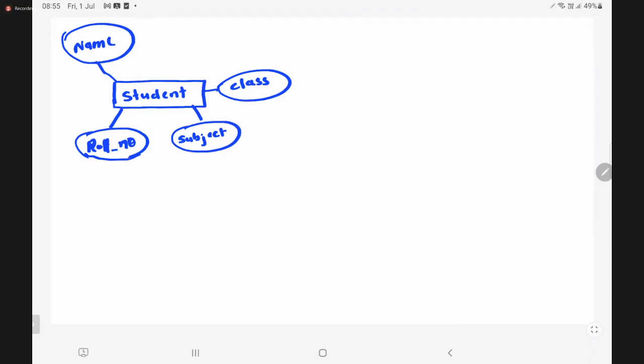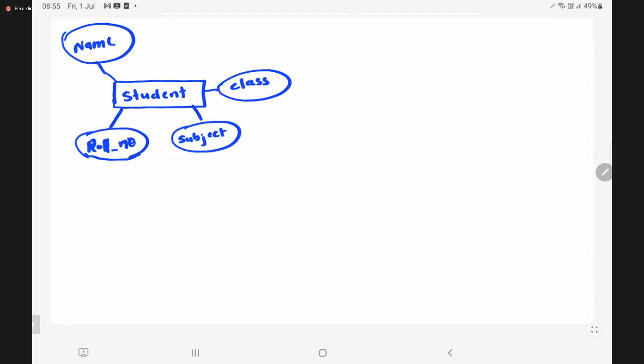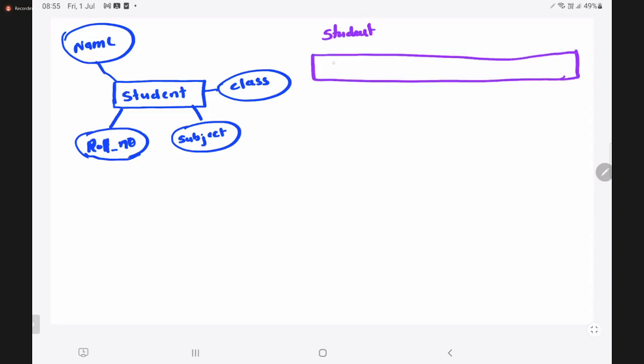You can draw this schema in two ways. Devidiyakata andinna puluwan. The first way: you can draw this as a table, with student as the table name on top. The first column is roll number. Remember to use simple letters. Capital letters are not wrong, but it is better to use simple letters. Roll number and name.